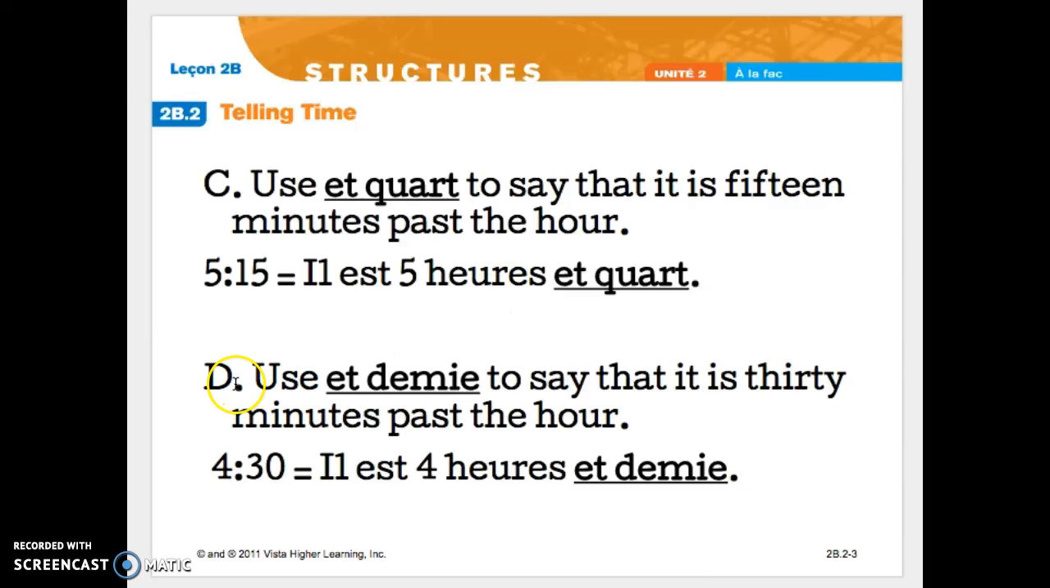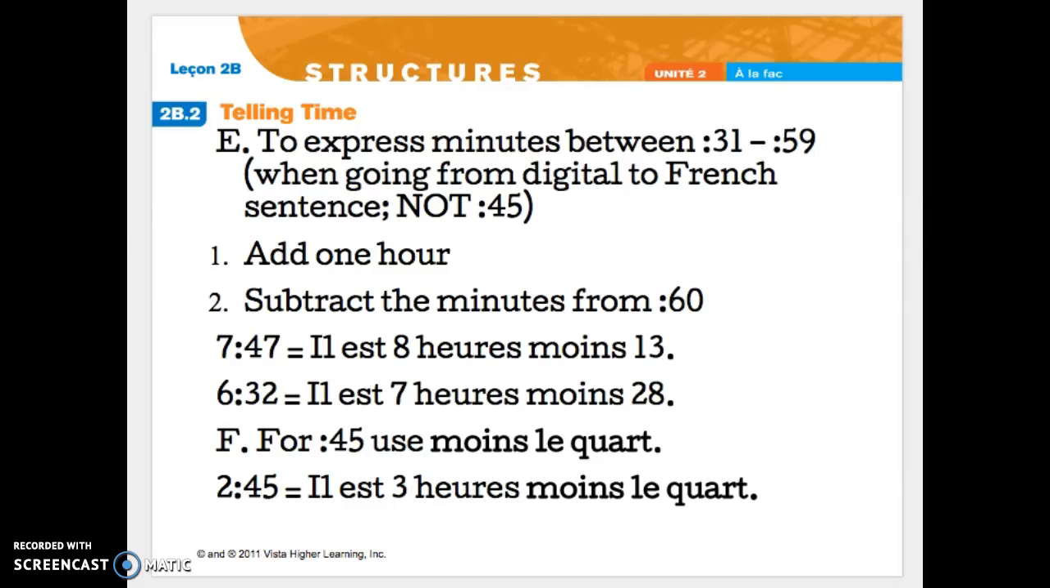In section D, this is how you do the 30 or half past the hour. Use et demie to say that it's 30 minutes past the hour. The example here is 4:30, il est 4 heures et demie. You can add et demie to any hour to have it be the 30 in your minutes.